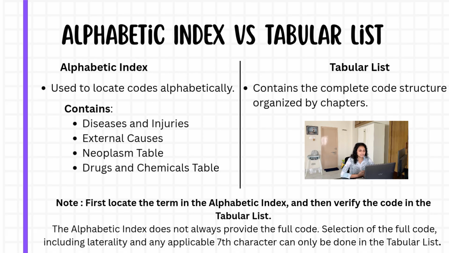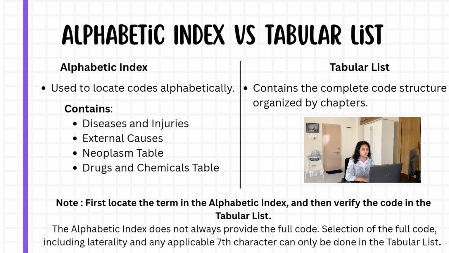The second part is the tabular list. The tabular list contains the complete code structure organized by chapters according to body systems, conditions, and diseases. It provides detailed coding instructions, code descriptions, exclusions, inclusions, and other important guidelines. For example, the first and second chapters are about certain infectious and parasitic diseases. You can find all the diagnosis codes for bacterial diseases, infectious diseases, coding instructions, and guidelines to assign these codes.